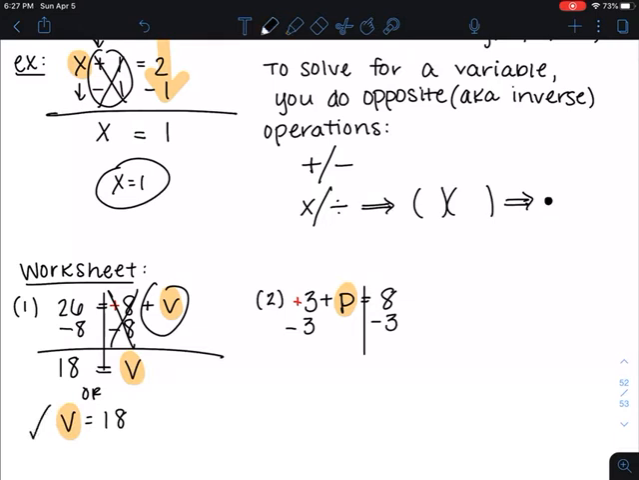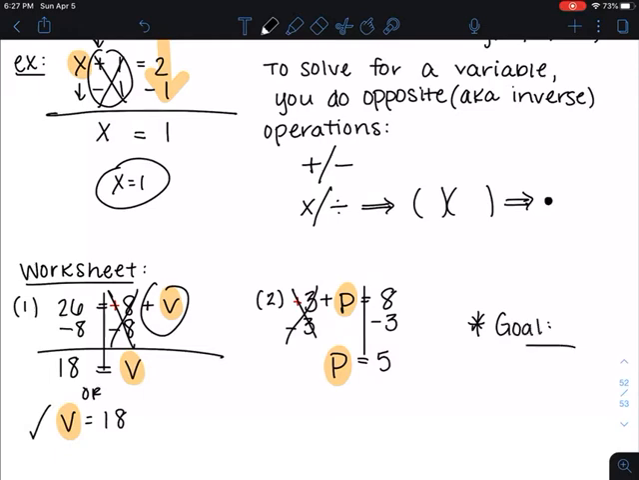Okay, so once I got my variable by itself, my equation was completed. So I still have to get rid of this 3. So 3 minus 3 is 0, it goes away. My p will come down, my equal sign will come down, and what's 8 minus 3? 8 minus 3 is 5, so p equals 5. And I can say we're done because my variable is by itself.